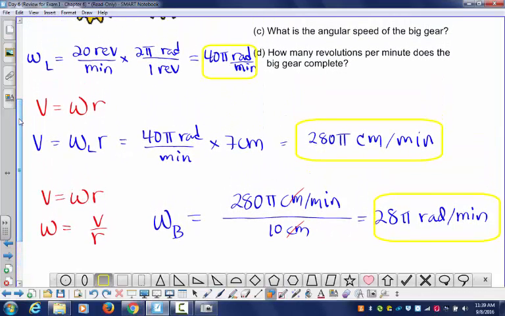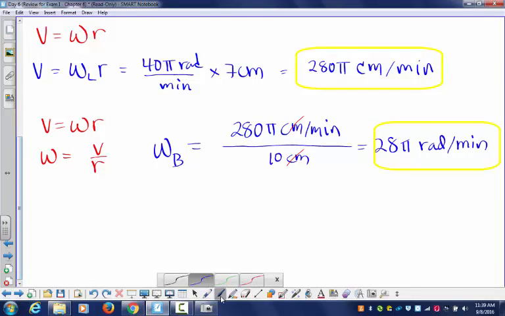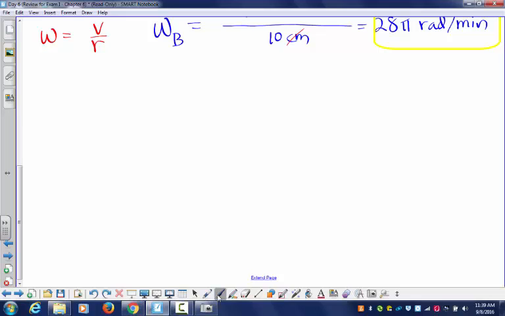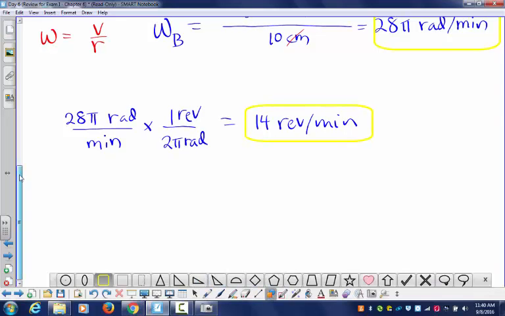How many revolutions per minute does the big gear complete? 14. So 14, I hear. There's a couple of ways we can get at that. And the mathematical way will be to convert that. So we have 28 pi radians per minute. And we know that one revolution, we're trying to get to revolutions, has 2 pi radians in it. And so 2 pi into 28 pi gives us 14. And our units are revolutions per minute. So that is our last one.